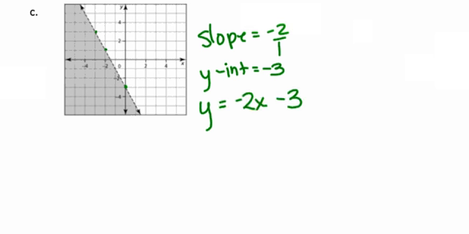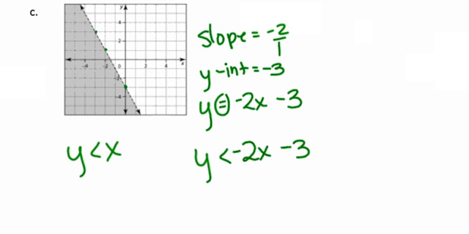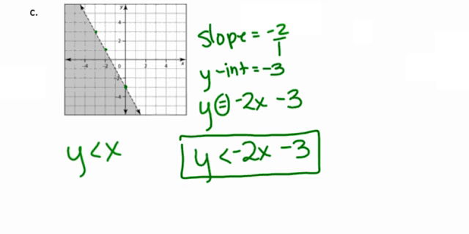Now, to get rid of our equal sign, what inequality are we going to put in there? We shaded underneath our line, so that's y is less than x if it's underneath the line. And it's dotted, so there's no equal sign. So y is less than negative 2x minus 3 is the inequality that goes with our graph.